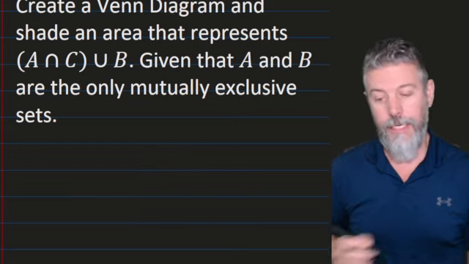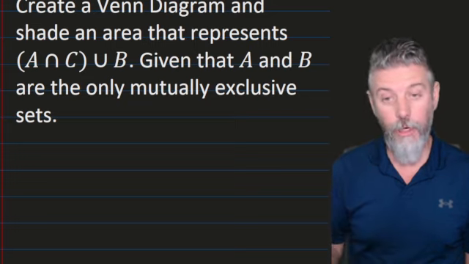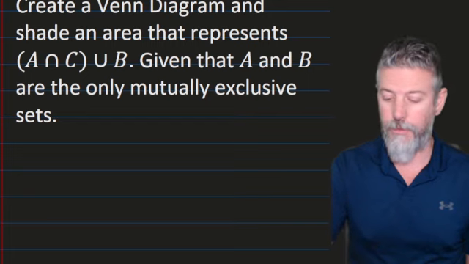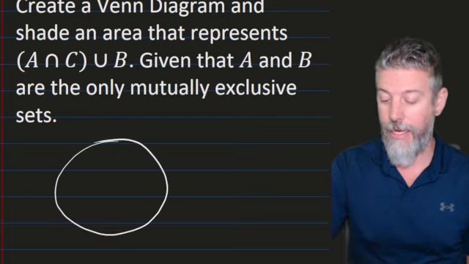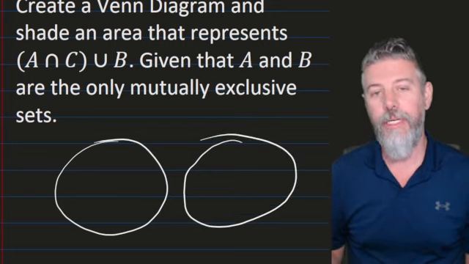So we need three sets. We need the set A, the set B, and the set C. But we know A and B are mutually exclusive. So let's draw A and B and have them be mutually exclusive. And now we need set C.